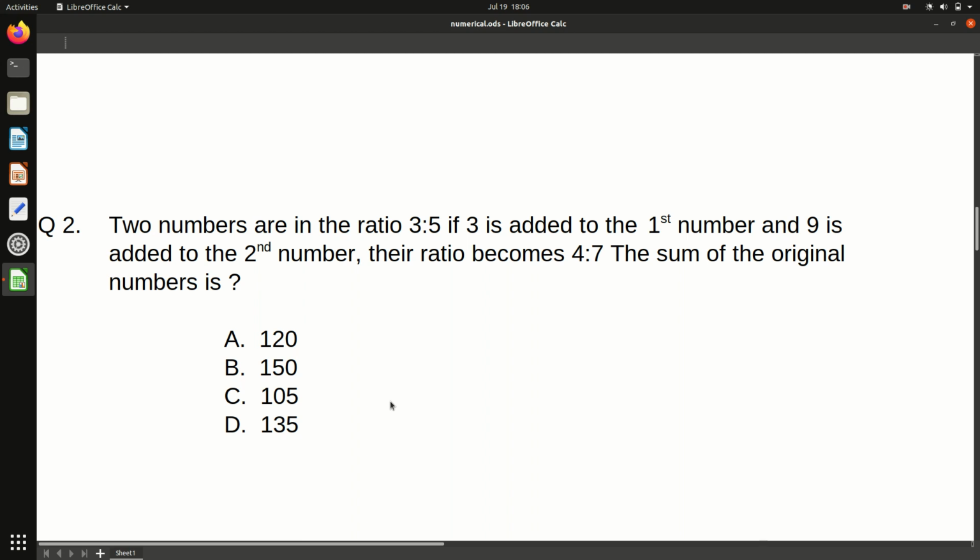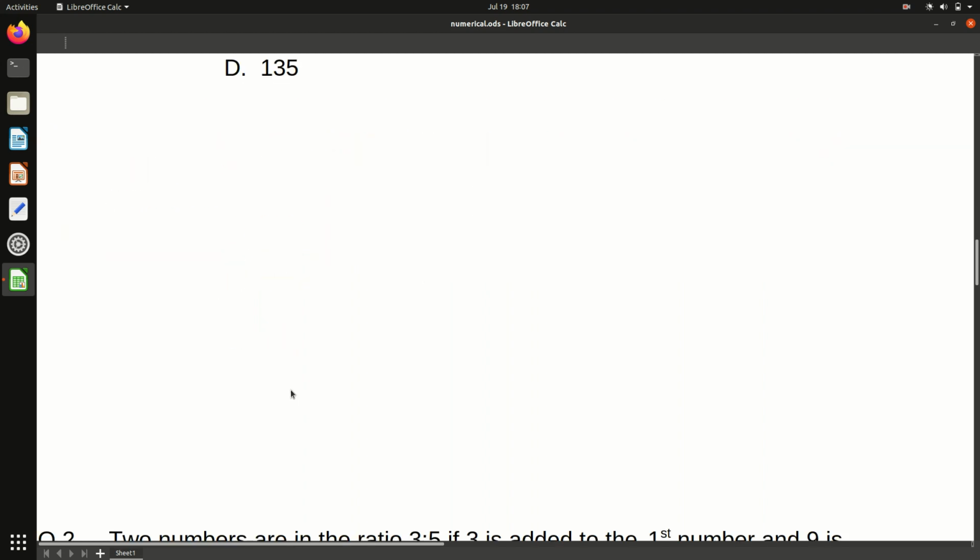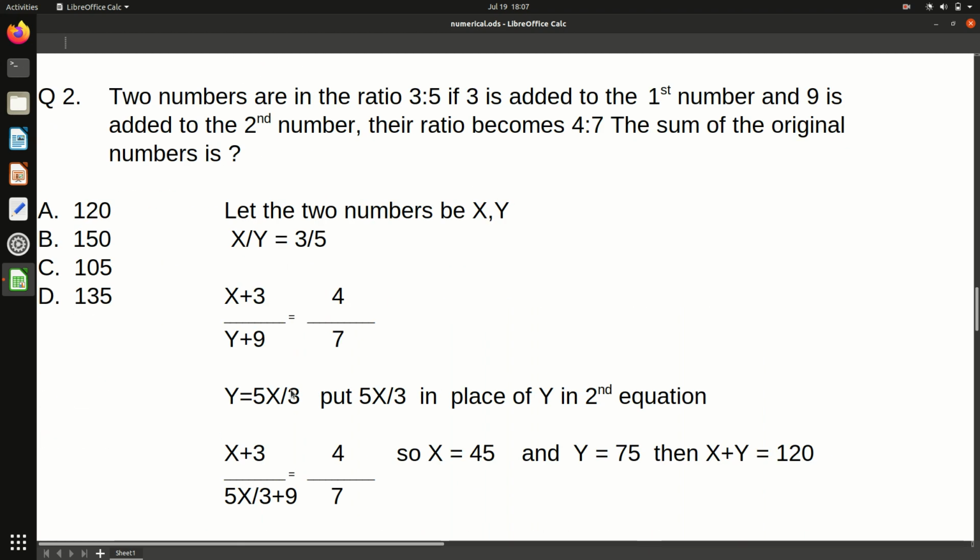So the question is saying that two numbers are in the ratio 3:5. If 3 is added to the first number and 9 is added to the second number, the ratio becomes 4/7. Then we have to find the sum of the original numbers. Okay, two numbers are given, so we have to find the sum. So let us see the solution. Just be with me step by step. This is very simple.